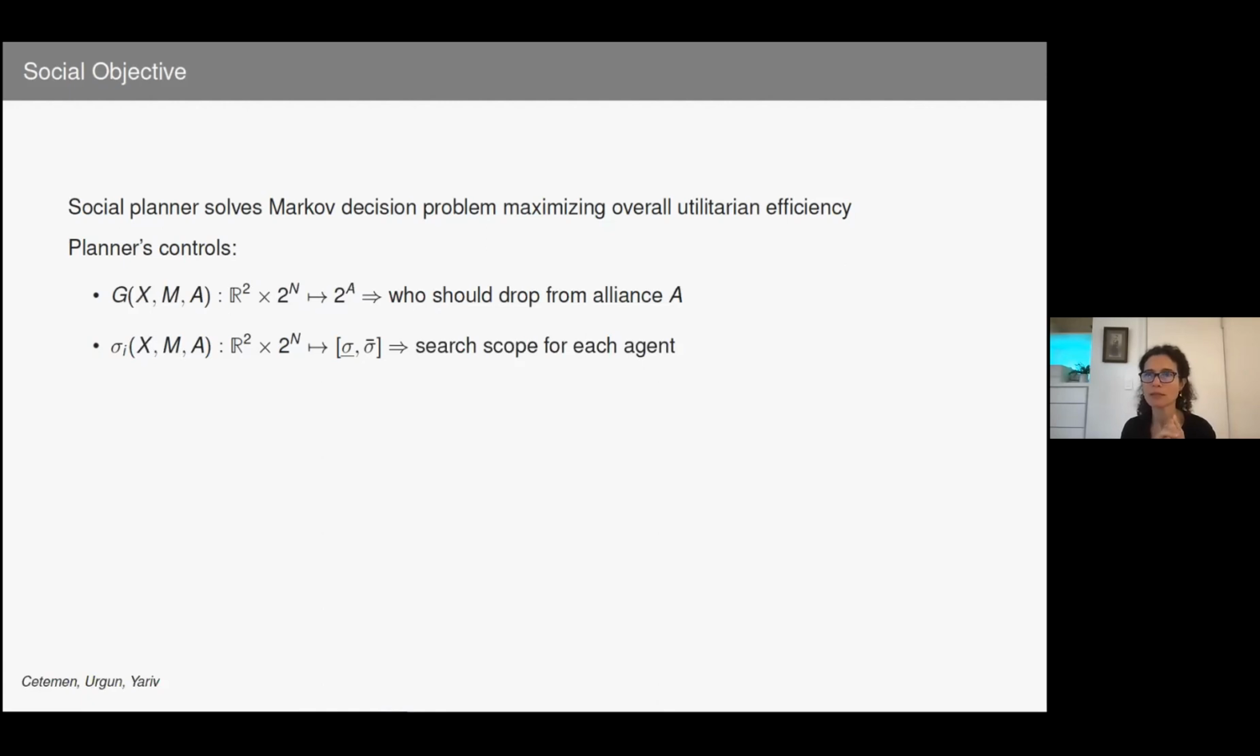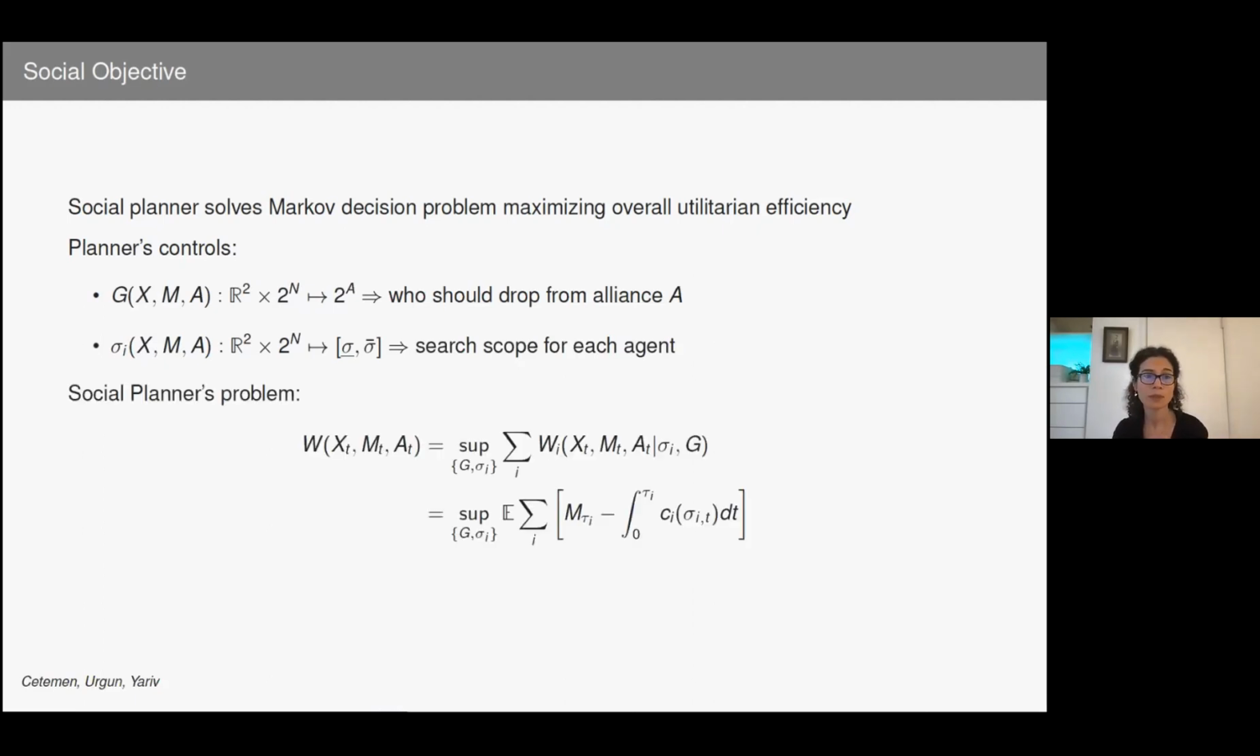The social planner effectively controls what you probably imagined they would control. They can determine who should drop from any alliance at any point. And they can determine what is the search scope for each agent, even conditioning on the alliance in which they're searching. So at any time, they can decide who is terminated and what is the effort they put into this process. So the social planner's problem is ultimately to maximize the same sort of objective, where they're just looking at utilitarian welfare.